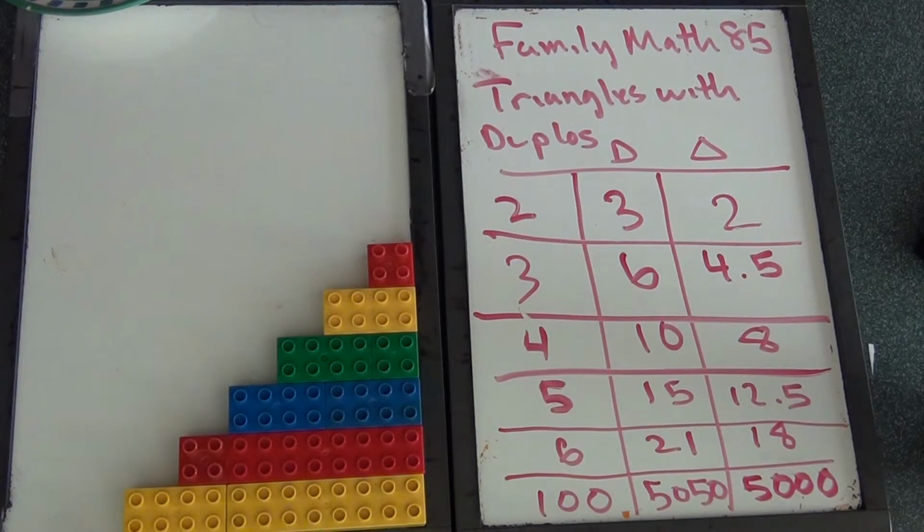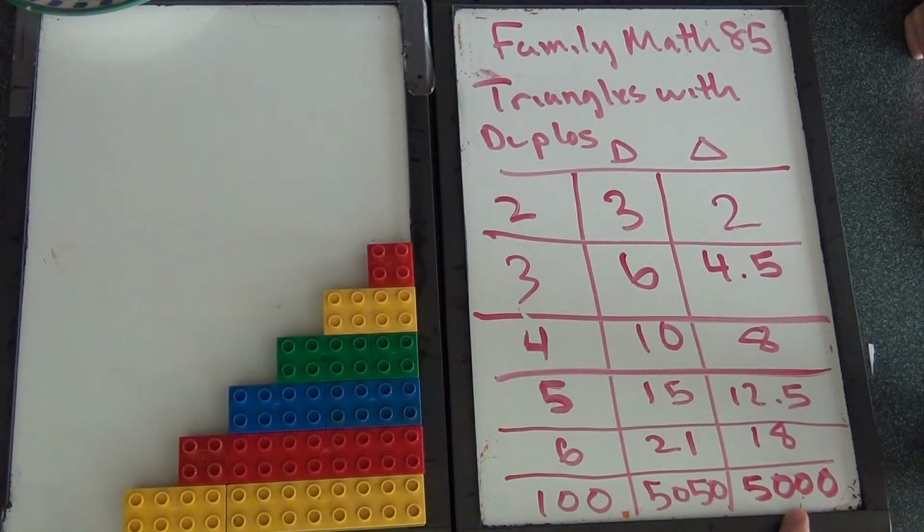Because 100 times. Wait, 100 times 100. 100 times 100 is 10,000. Yeah. And then you divide it by 2 is 5,000. Yeah. So there you go. So you can see how the duplo areas are very, very close to the actual areas of the triangle. You see that? It's actually pretty interesting, right?